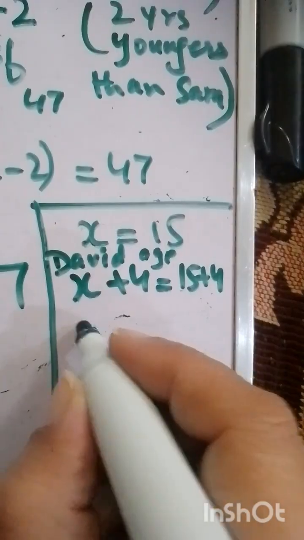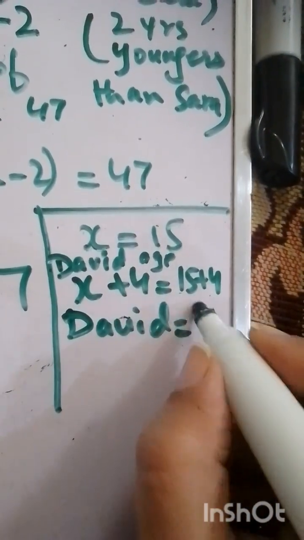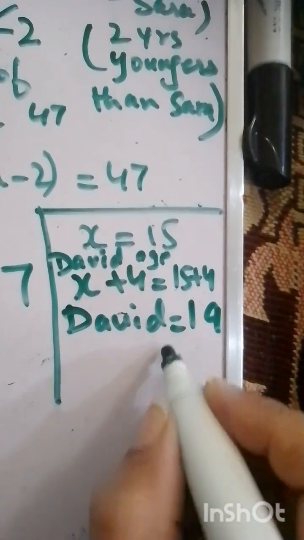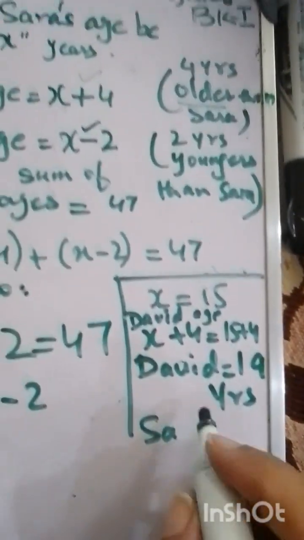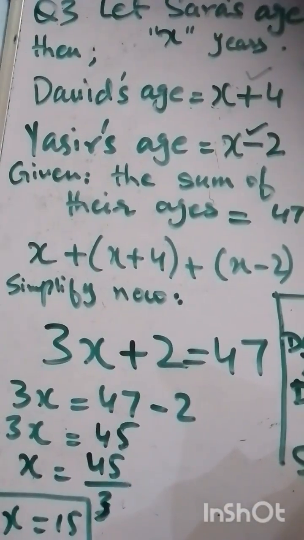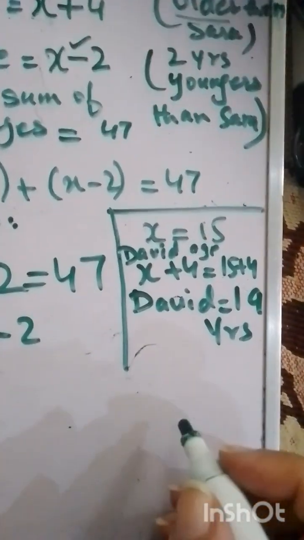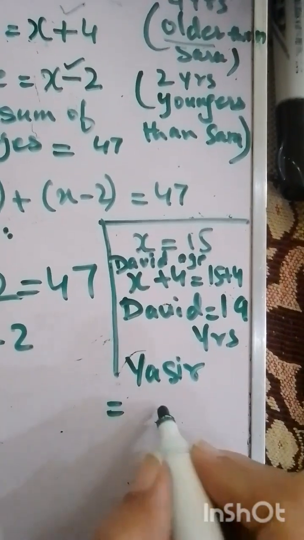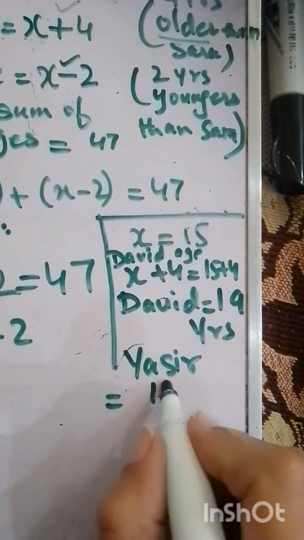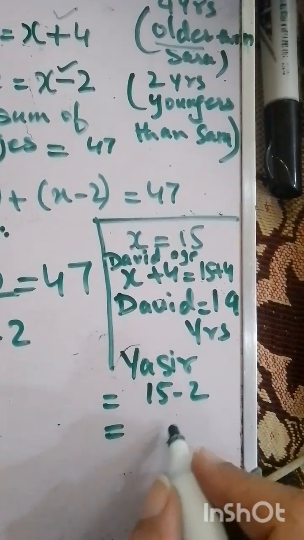So David is 4 years older, so you're adding it up. So 15 plus 4 it will be 19. So David is 19 years old. Then we have Yasir. Yasir is x minus 2, 2 years younger than Sarah. So we'll write 15 minus 2, it will be 13.